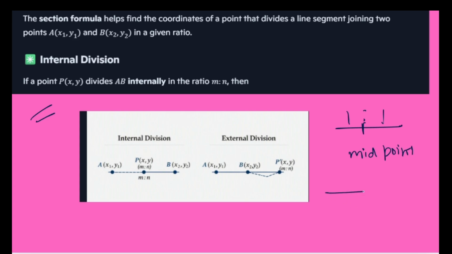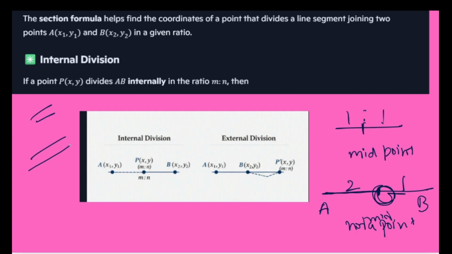But for example, if there is a point that does not divide the line segment in the same ratio, but is dividing it into something like 2:1, where there is a distance of 2 and a distance of 1, that is not a midpoint, and internally it is dividing the line segment. So how are we going to find that point if it is not a midpoint?